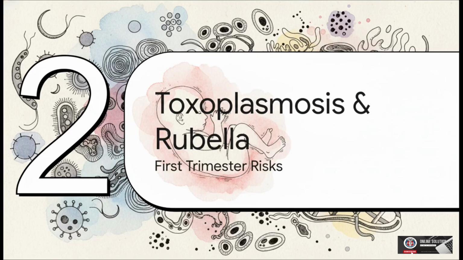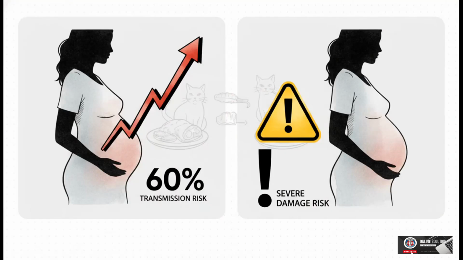Moving on to Section 2, toxoplasmosis and rubella. Let's talk first trimester risks. Now, what's really interesting here is the toxoplasmosis timing paradox. You probably already know that toxoplasmosis is typically acquired from infected cat feces or maybe undercooked meat. But think about the timing for a second. The risk of transmission actually peaks at 60%, way late in the third trimester.